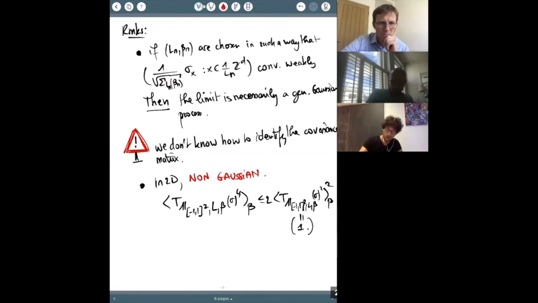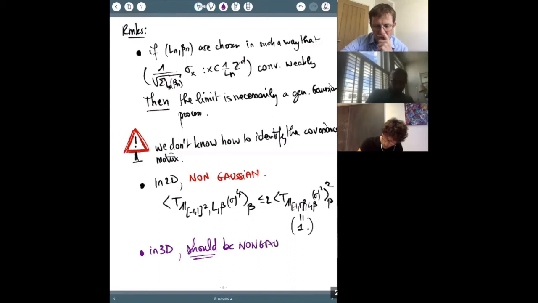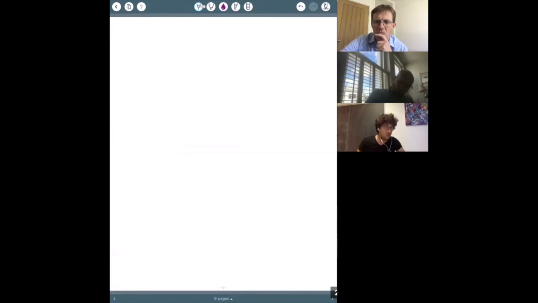And here, I want to say that in 3D, it should be non-Gaussian, but we don't know how to prove it. And it belongs to this class of questions on the critical 3D Ising model, which are very interesting, but still open. Let me start a little bit the discussion of why this result is interesting and why four dimension. So 1.4, I'm going to change a little bit my point of view and discuss a constructive.